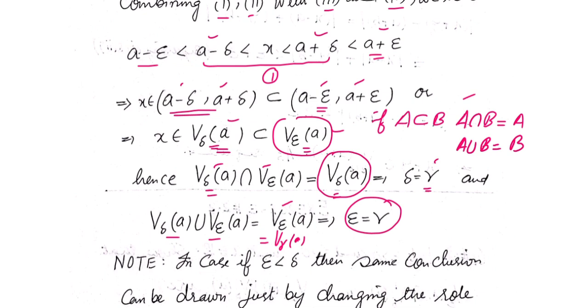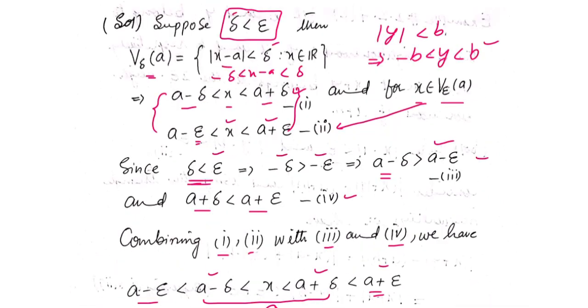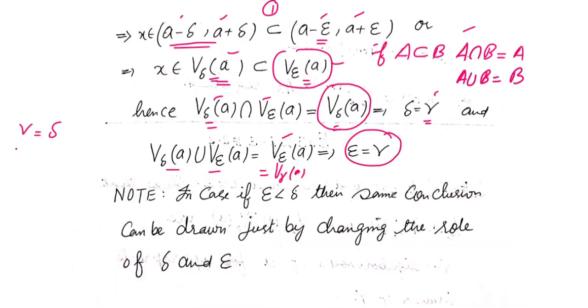So in this case, you can notice that for the intersection, your gamma will be equal to the smaller number. Your smaller number was delta, and in the case of their union, your gamma will be equal to epsilon here.